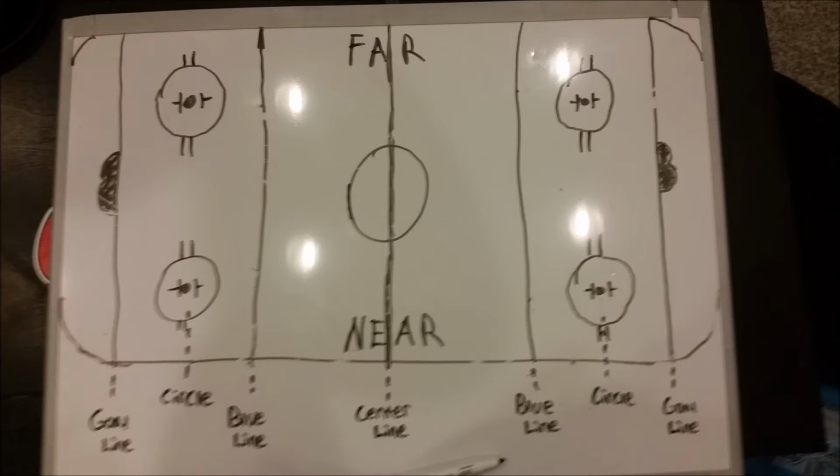The blue line is blue. The center line is in the center. The circles are, well, circles. And the goal line has the goal on it.